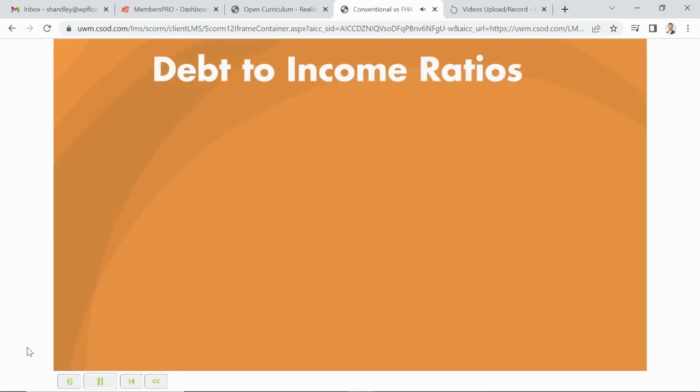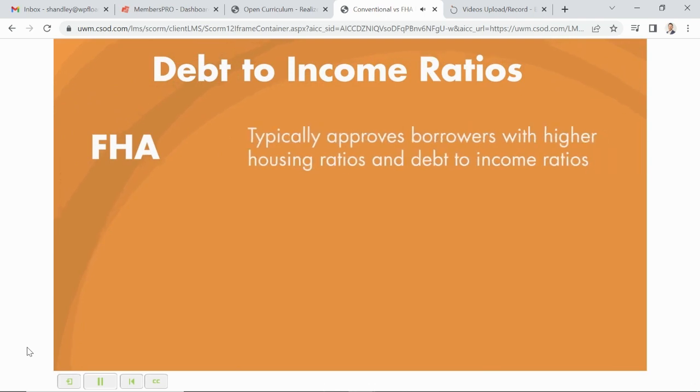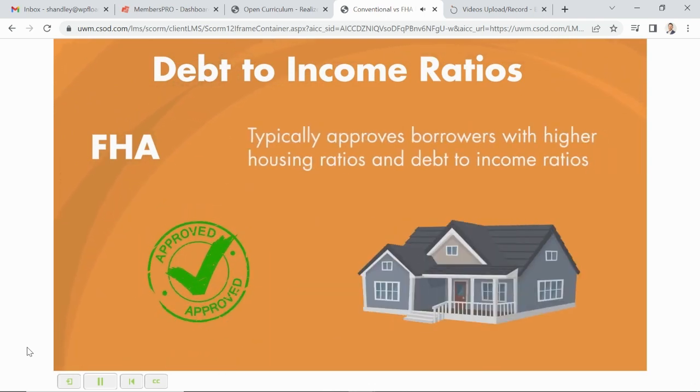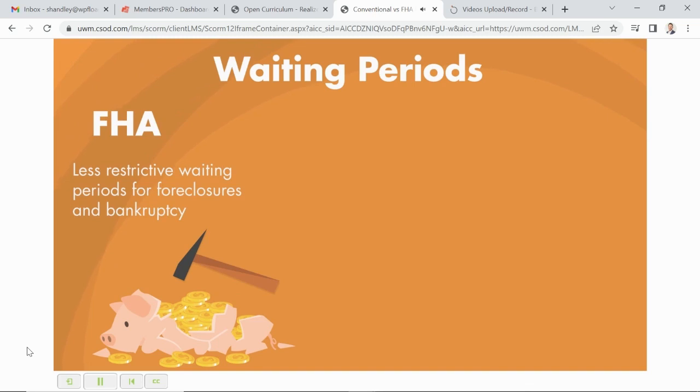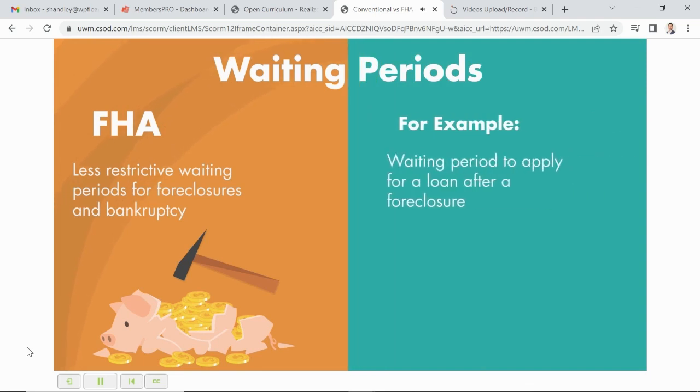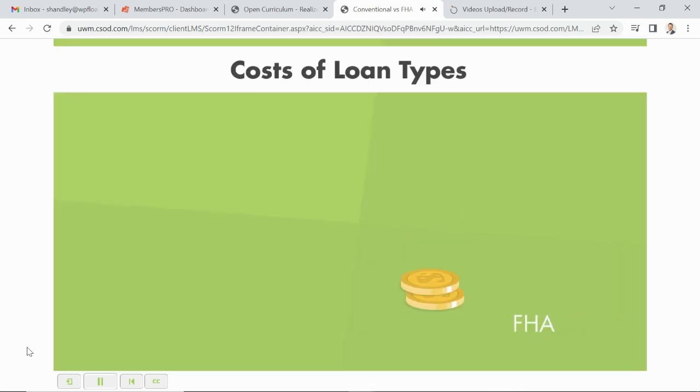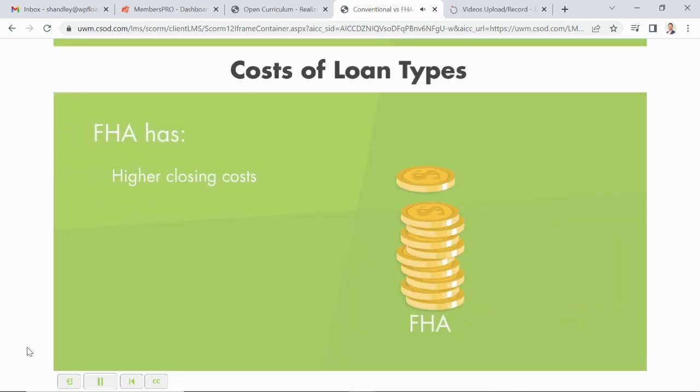When running AUS on conventional and FHA loans, you will find that FHA typically approves borrowers with higher housing ratios and debt-to-income ratios than on conventional loans. FHA has less restrictive waiting periods for foreclosures and bankruptcy, which can be beneficial to a borrower looking to buy a home. For example, for most conventional loans, the waiting period for a foreclosure is 7 years, whereas FHA loans are 3 years. FHA loans tend to have higher closing costs.